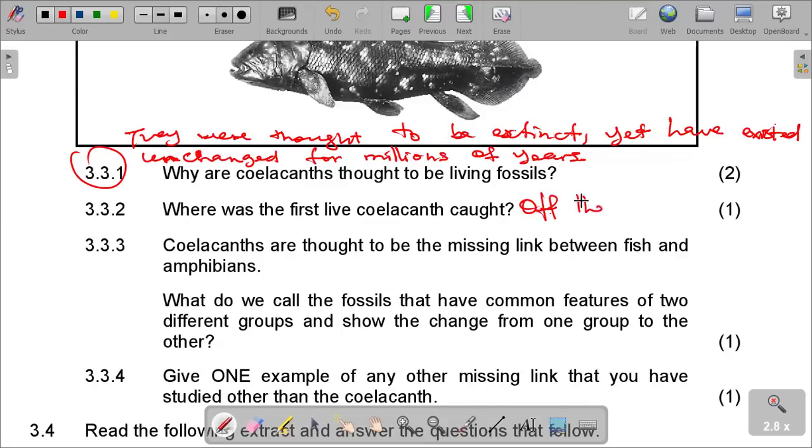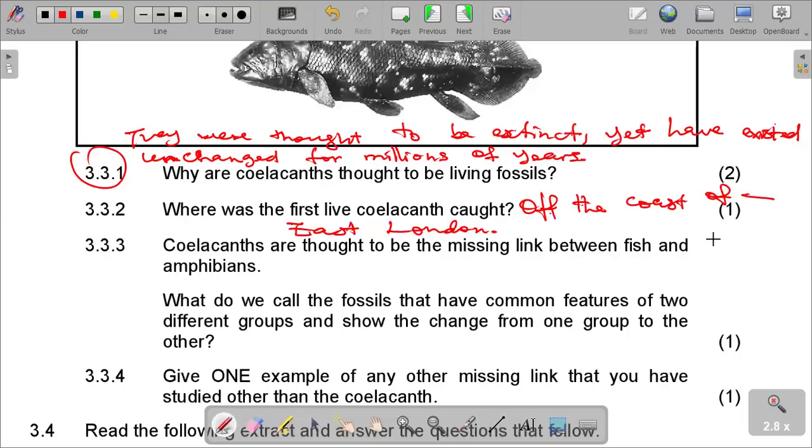Off the coast of East London. That way it was caught off the coast of East London.